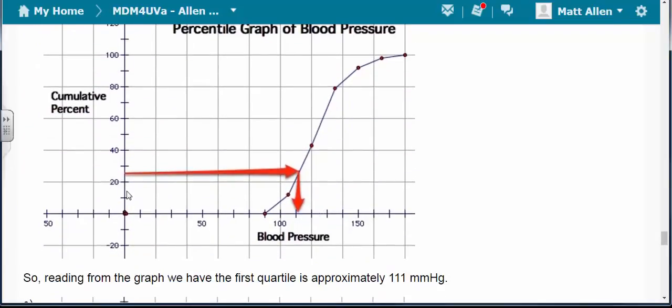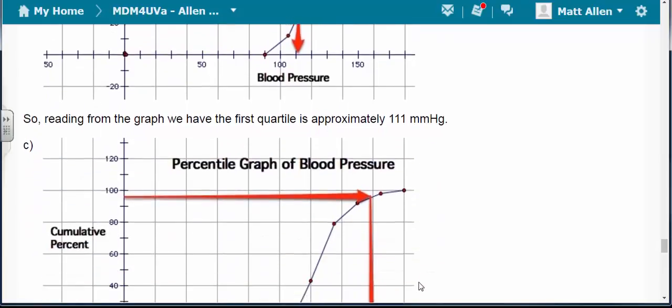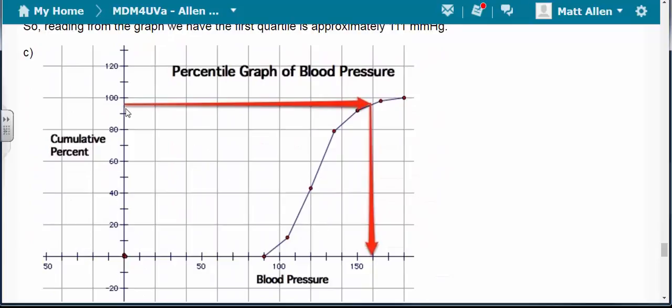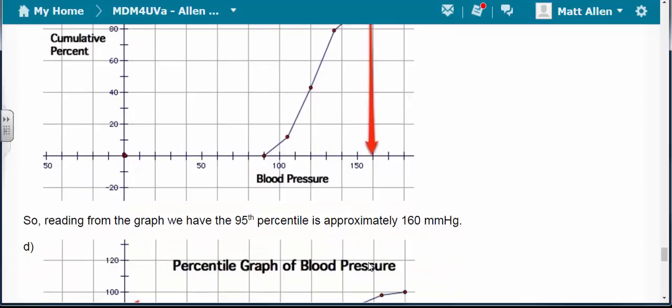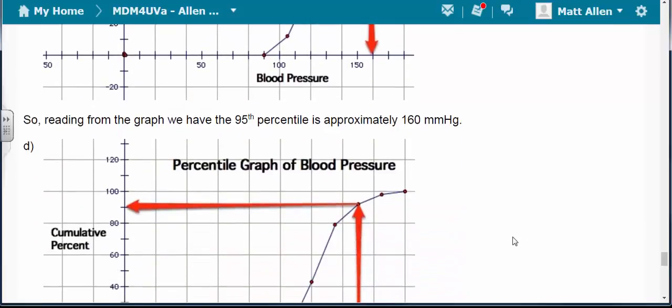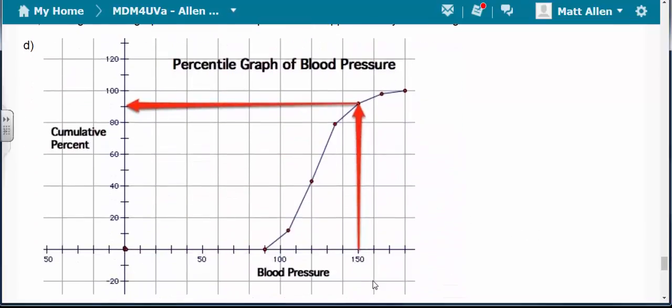Same sort of thing here. I've got the quartile, 25%, read across, and you see that it's just past 110. It shows up as 111. 95th or 98th percentile, I don't remember exactly what that is, a little bit higher, it looks like 96, so not a perfectly drawn graph. As you go across to about 160, 95th, 160.